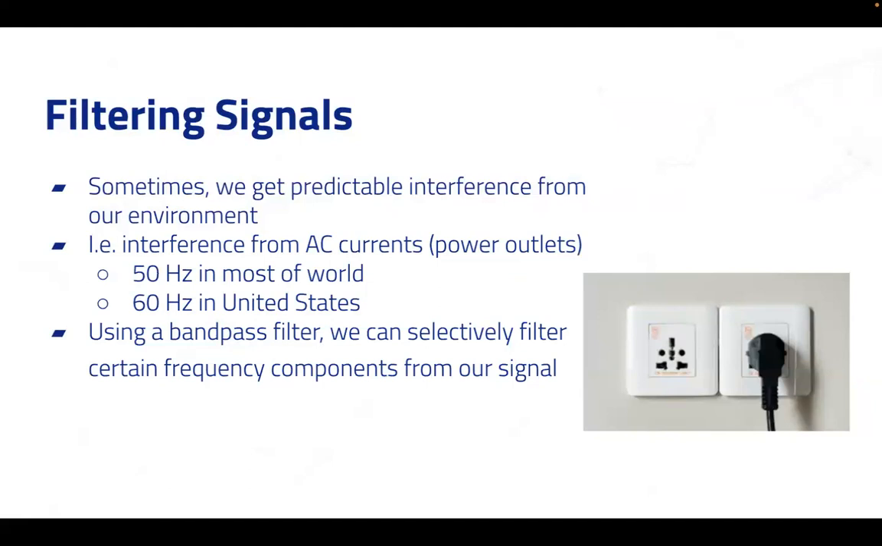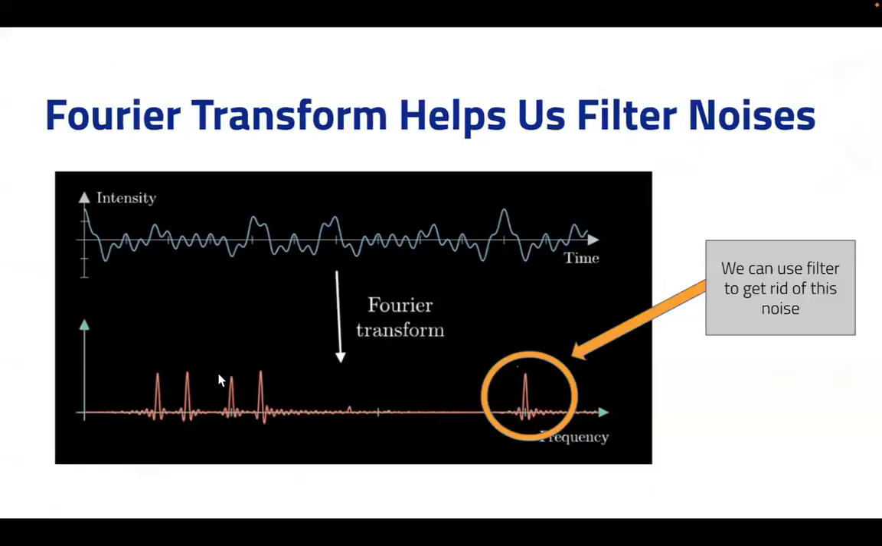In the US, there's going to be alternating currents. That's how they power the outlets basically. It's going to be 50 hertz everywhere outside the US, and inside the US it's going to be about 60 hertz. So if you pull up the FFT or the Fourier transform of your brainwave signal, you're going to see a massive spike around the 60 hertz frequency range. And so we have to apply a filter on that whenever we're doing this stuff.